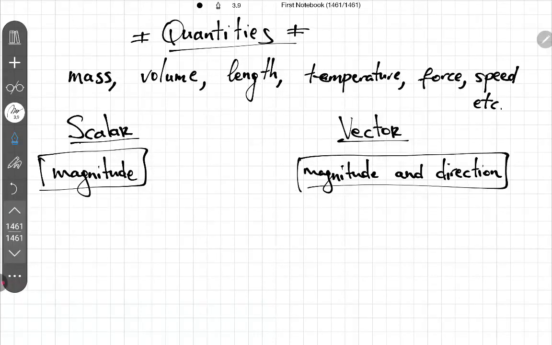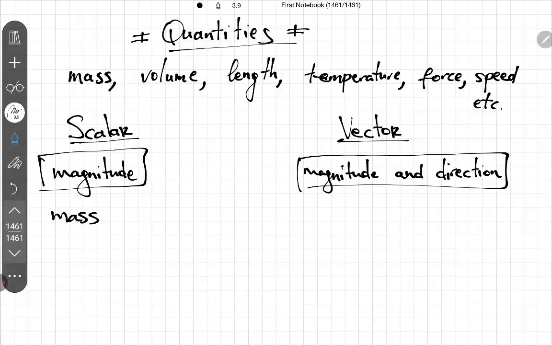Let's try to give some examples about scalar and vector quantities. While you are talking about any scalar quantity, that means you need only the magnitude of the parameter. For example, you are trying to buy 5 kilogram potatoes from the groceries, right? So you need only the magnitude of this parameter. 5 kilograms is enough information to buy it. So you don't need any direction, right? So mass is a scalar quantity.